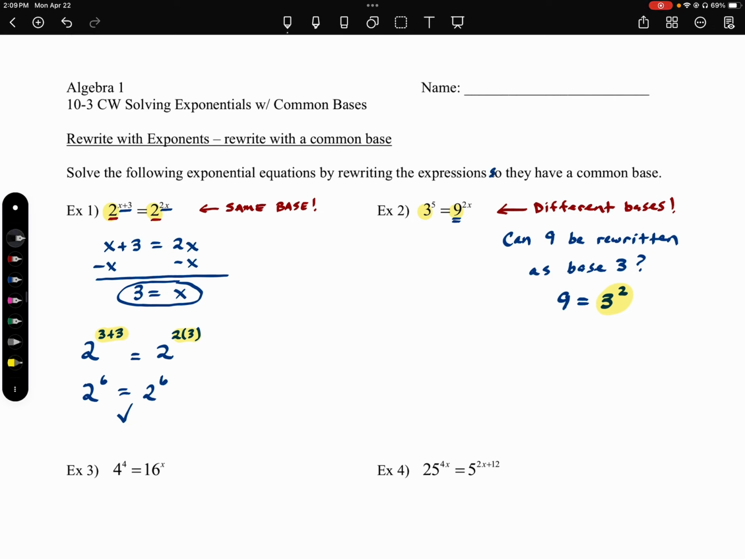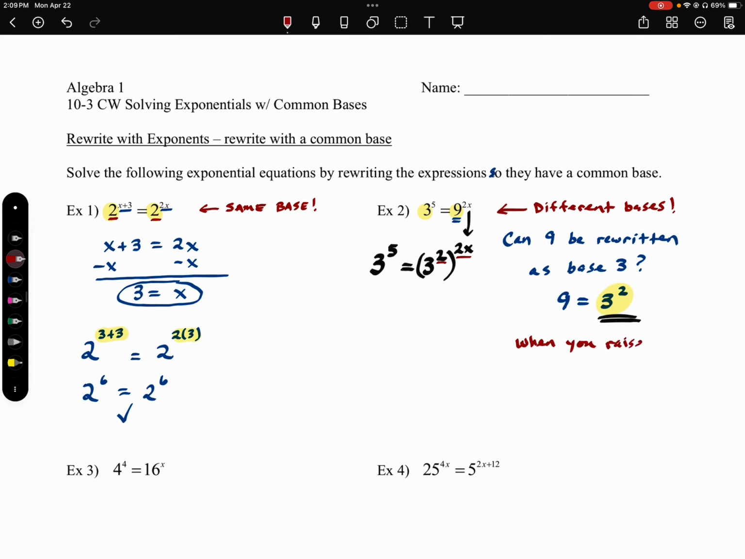So let's just take our original problem. I'm going to recopy here. I've got 3 to the 5th power equals, now instead of putting 9 in there, I'm going to put this expression in. I'm going to put 3 to the 2nd power, and then I'm still going to bring down that 2x. So that's still coming down up here. Now we need to use our exponent rules. Remember, when you raise a power to a power, we multiply. I'm going to write that on here too.